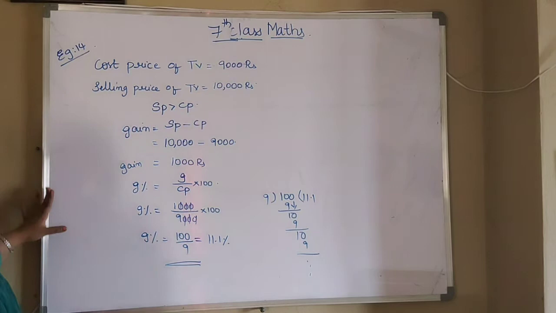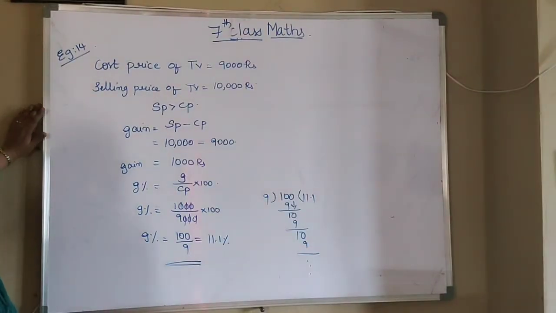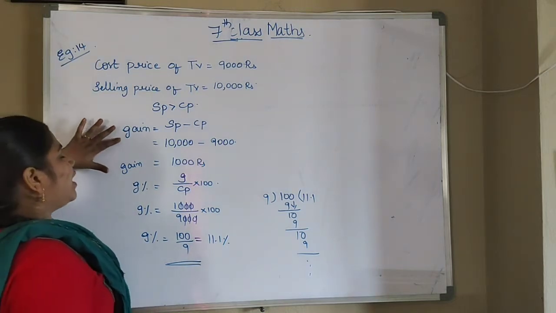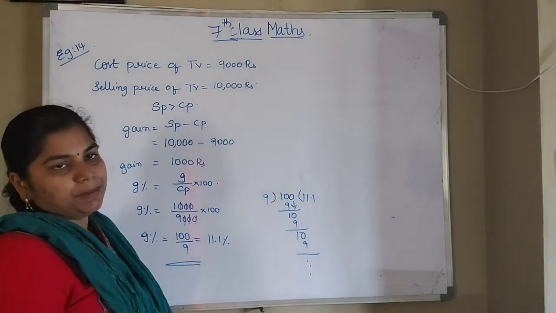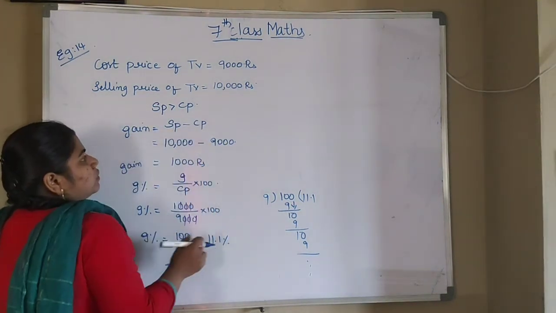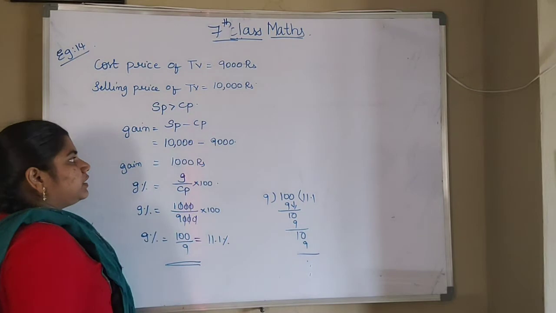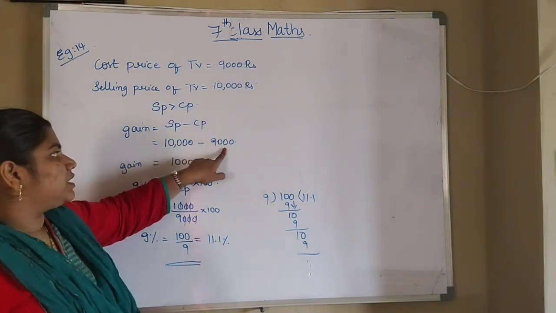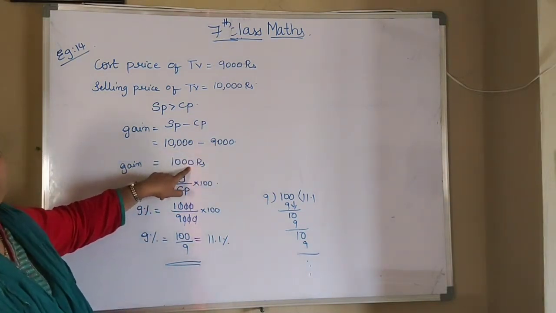Okay, so once again see this. Cost price of the TV is 9,000. Selling price of the TV is 10,000. Here in this case selling price is greater than cost price. So the gain value will be SP minus CP. Here SP value is 10,000, CP value is 9,000. So 10,000 minus 9,000 is equal to 1,000 rupees.